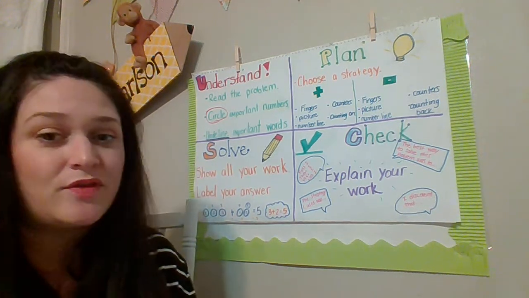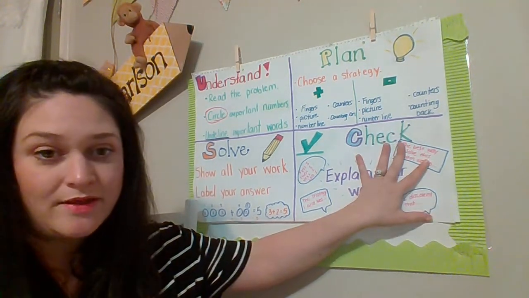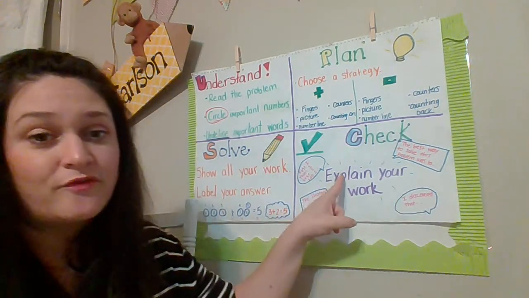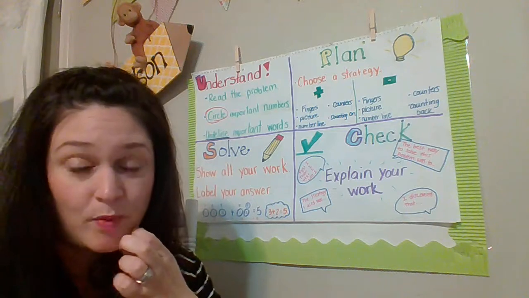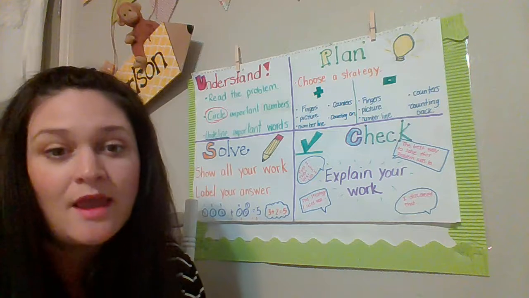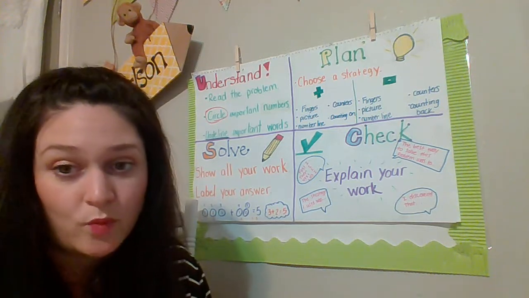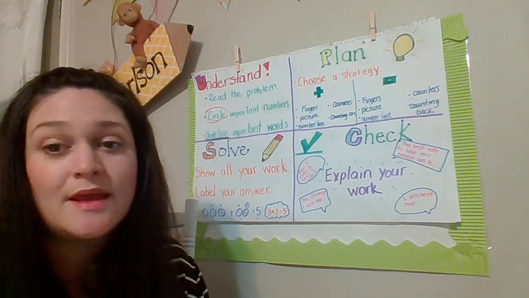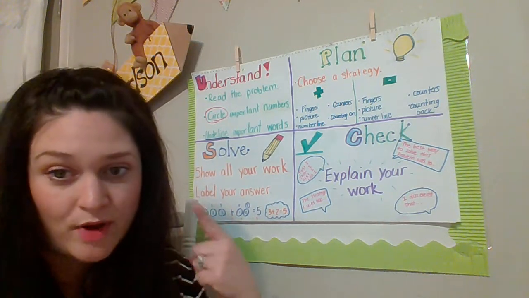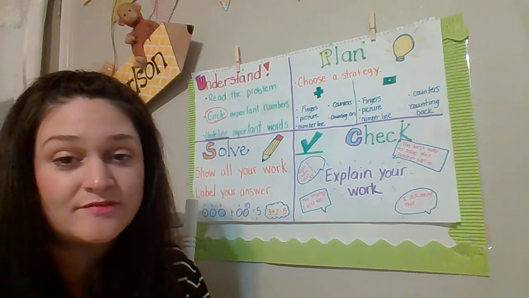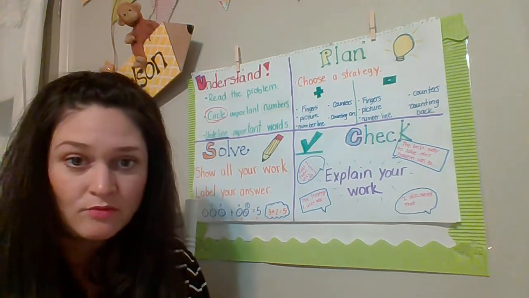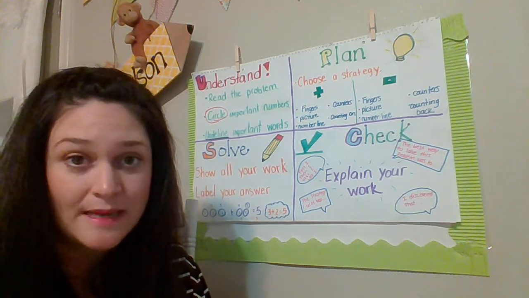Okay, now the last area that you need to do, so there's first, second, third, and the fourth step that you need to take in a word problem, which is probably the most important step, is checking your answer and explaining your work. It's really important that we are able to use words to describe what went on in our brain. So instead of just saying, I just know that's the answer, we have to be able to say, well, why do you know?